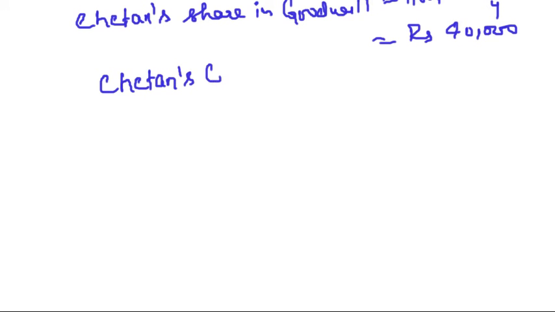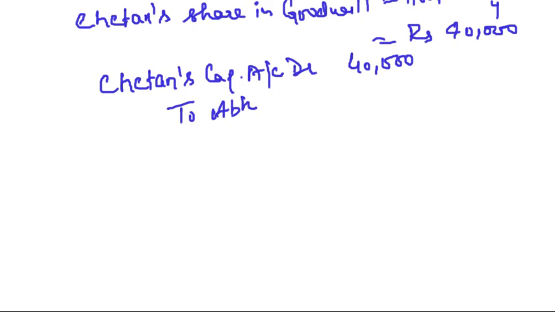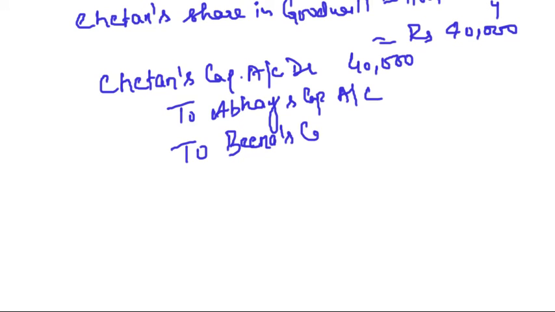Chetan's capital account debit. We will debit the account of the new partner, because we have to recover this amount from the new partner, to Abhay's capital account and to Beena's capital account. In the absence of information, we will share equally.